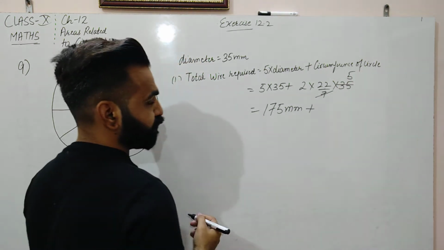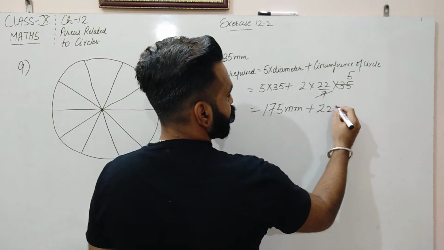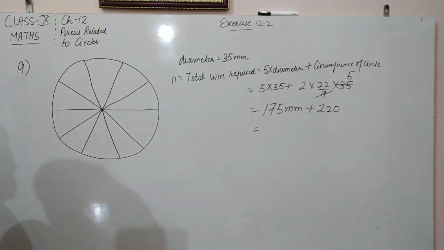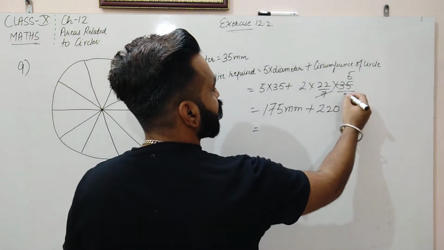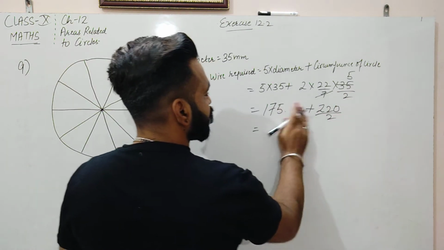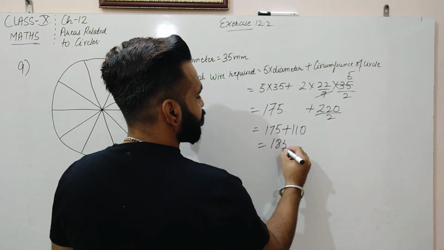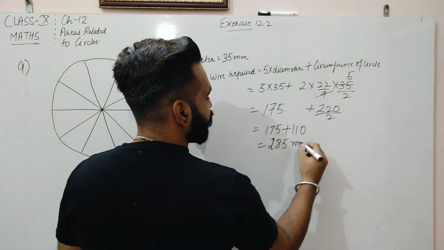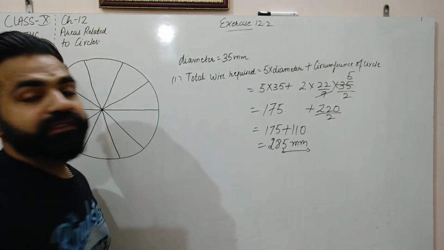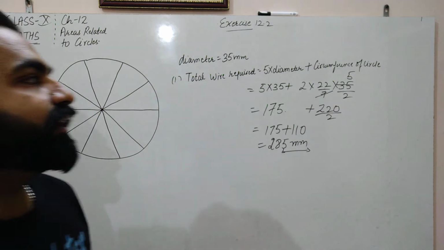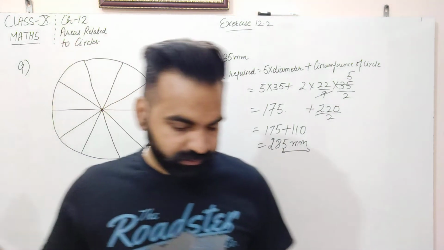This will be 220. So the final answer will be equal to this will be 35 by 2 because this is the diameter. So this will be equal to 175 plus 110, that means 1285 millimeter. So this is the total length of the wire required to make this.